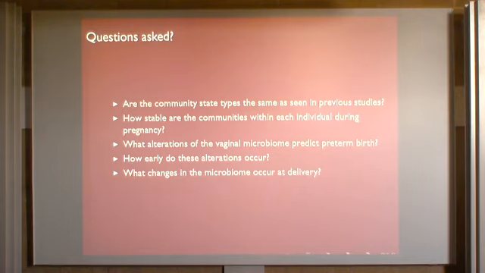The questions that we were asked by the biologists were: they wanted to know whether there were community state types that were the same as in previous studies, and whether they were stable across pregnancy. And of course, they wanted to know whether there were certain types which predicted preterm birth, because that would serve as a biomarker for preterm birth.